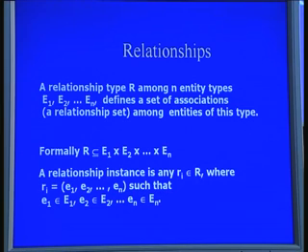So that means an entity instance, or an entity of this type, could be related to some entity of this type and some other entity of the next type and some other entity of the next type and so on, and all of this defines one instance of this relationship.